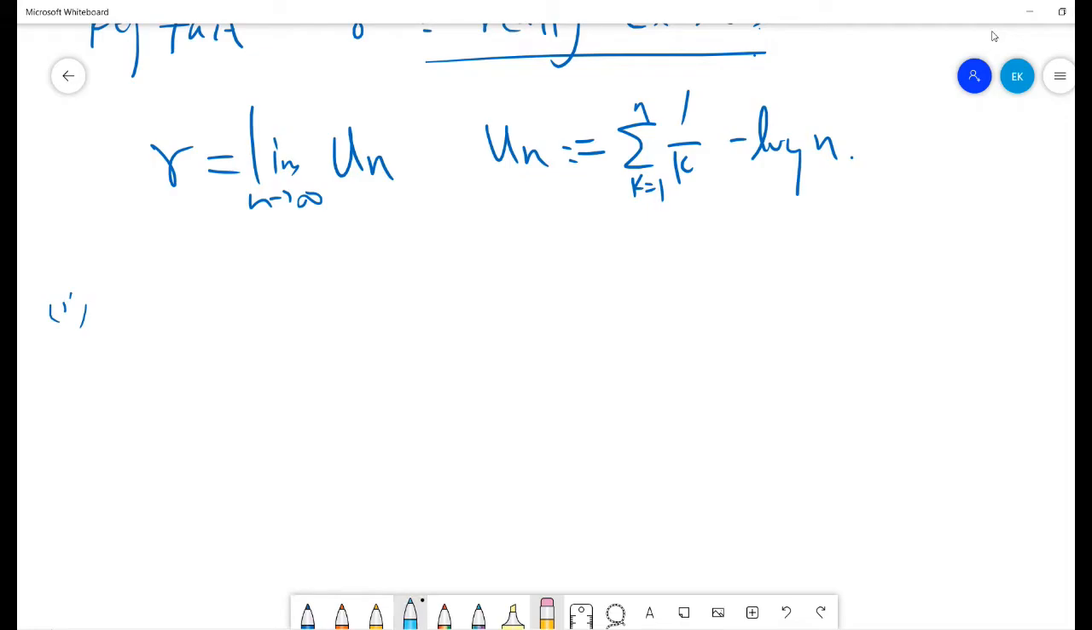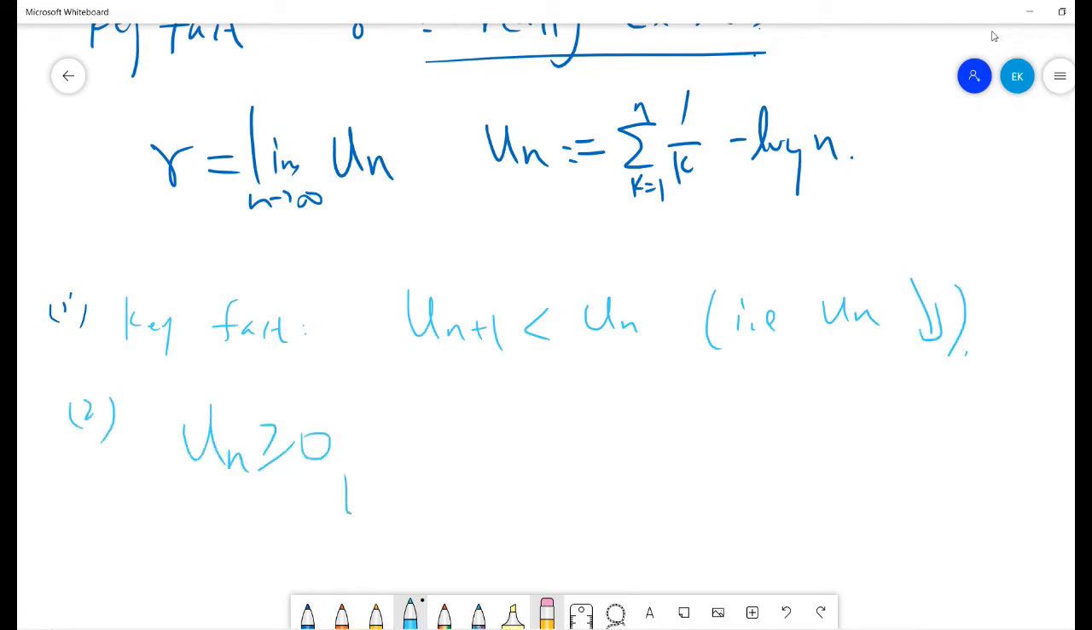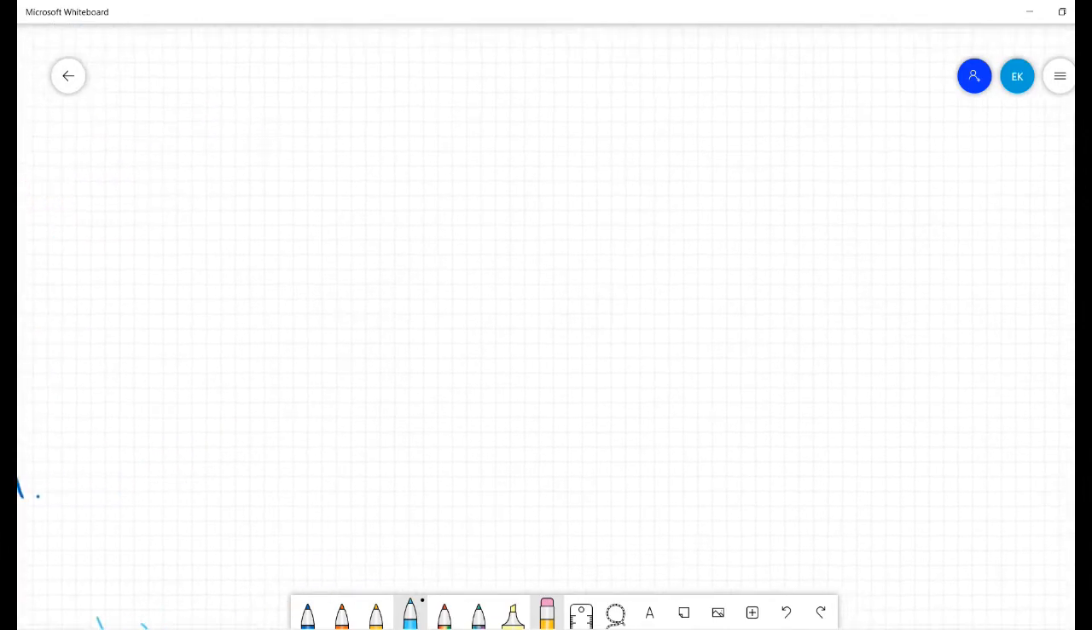What we need to show is that we use the Cauchy theorem: if we can prove a sequence is decreasing and bounded below, then its limit must exist. So what we need to prove is that u_{n+1} is less than u_n, meaning u_n is decreasing, and the second is that u_n is bounded below. Okay, so case by case.